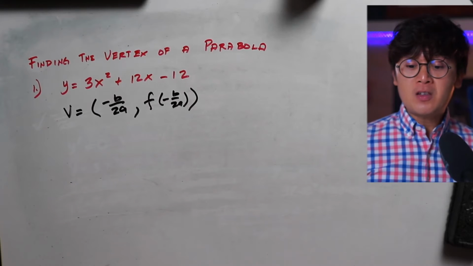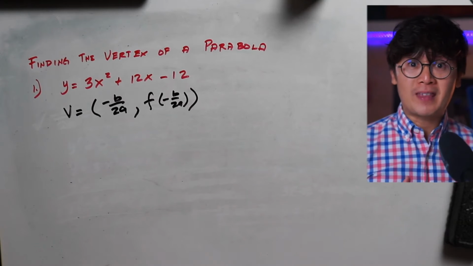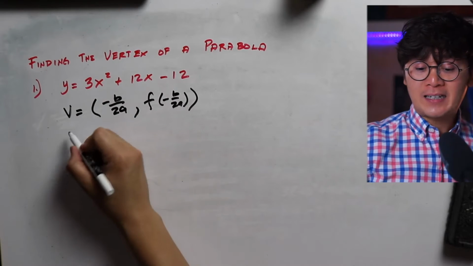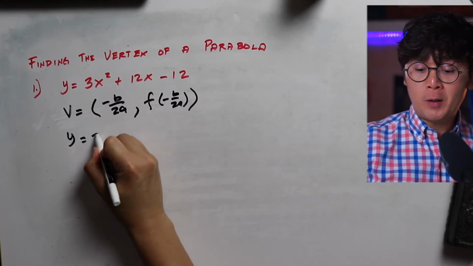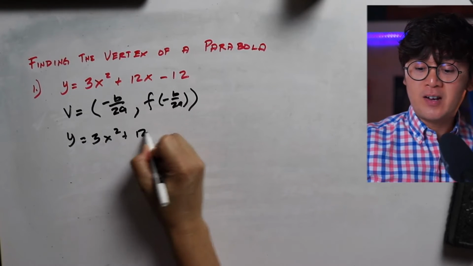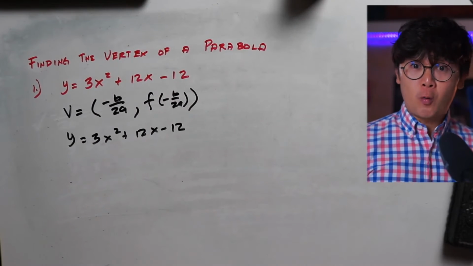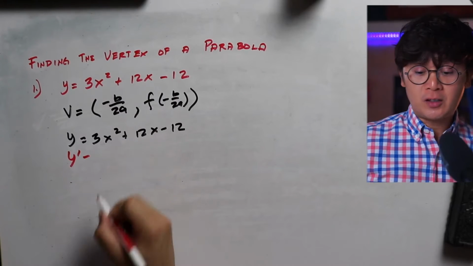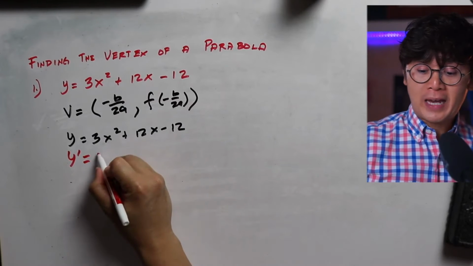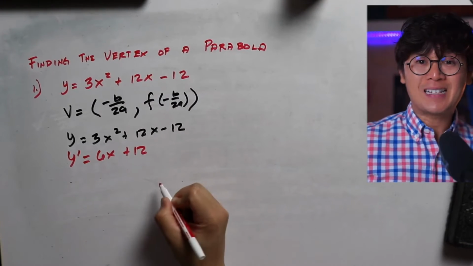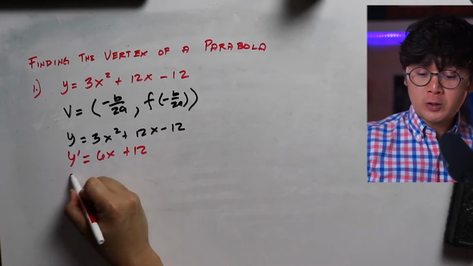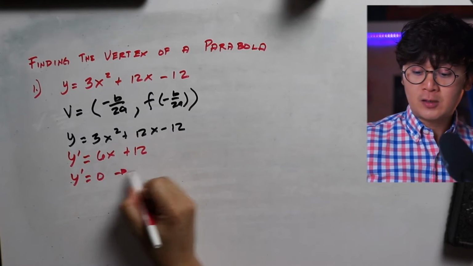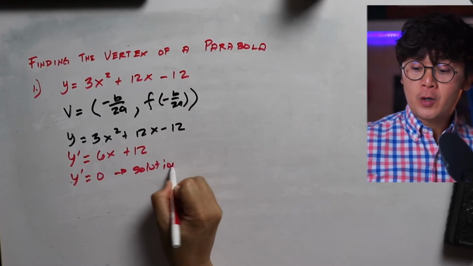Another way of showing my students so that they will buy in on calculus is that calculus can easily help you compute for your parabola using derivatives. So our function y can be differentiated using the power rule. So we have 6x plus 12 as our derivative, and to find the solution, all we need to do is to find y prime equal to 0.